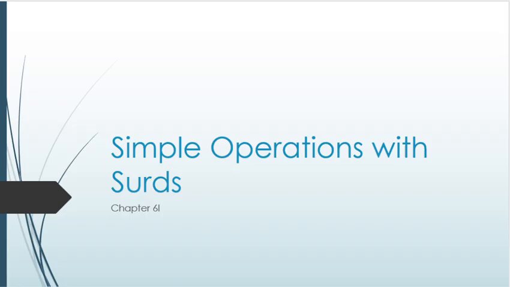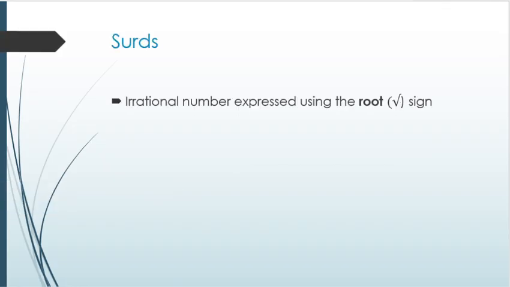So, just a quick recap of everything that we've done so far. Simple operational surds. That pretty much includes adding, subtracting, multiplying, dividing, and then you have to actually simplify surds, and then we'll just go through all of that pretty easily. So, first off, what's a surd?